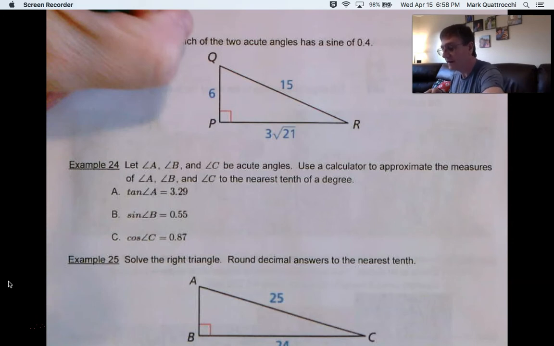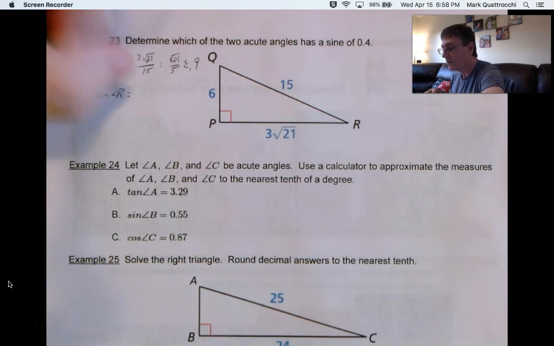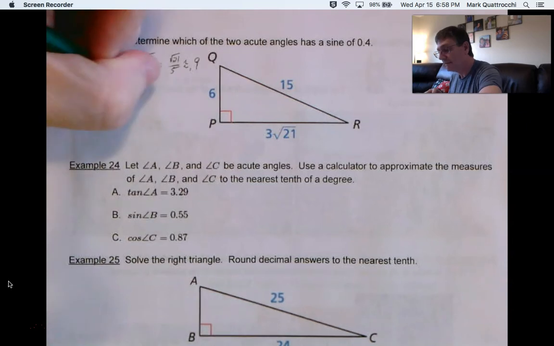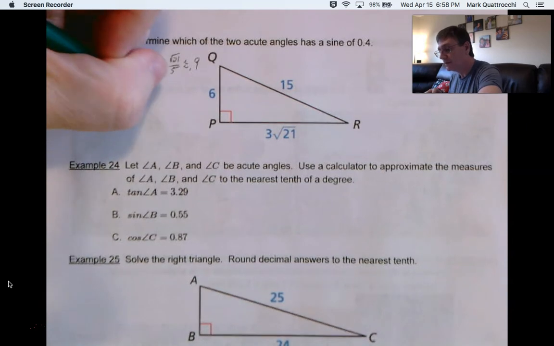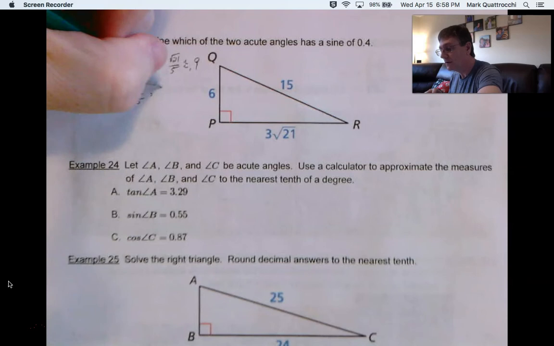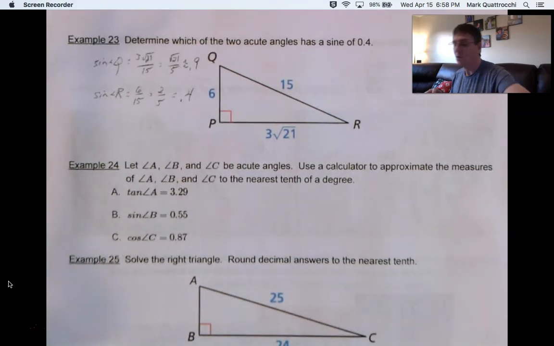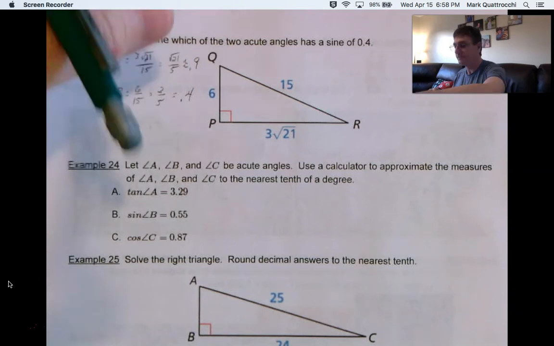Sine of R better work. Sine of R is 6 over 15, which reduces down to 2/5, which is 0.4. So sine of angle R is equal to 0.4.